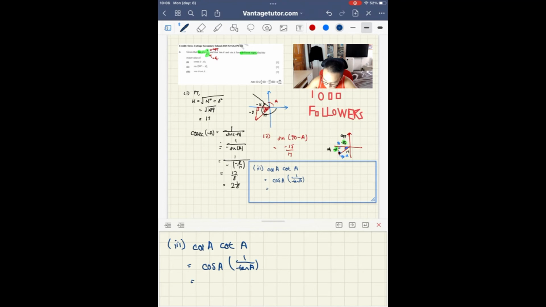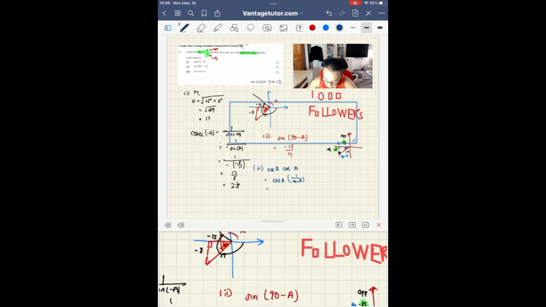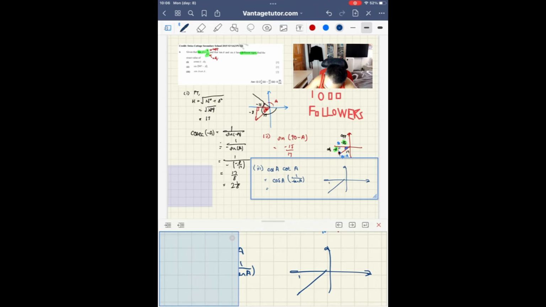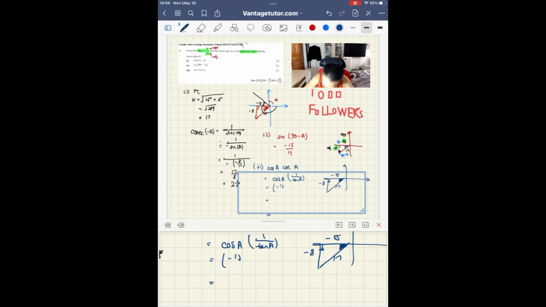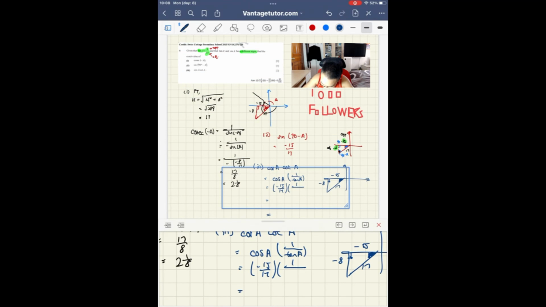So now I go back to my quadrant over here. Not this one, this one is a bit messed up already. Let's draw a new one again. Again, dimensions remain the same. Draw it like this, this right angle triangle, negative 15, negative 8, 17. So I know that my cosine is adjacent over hypotenuse, which is negative 15 over 17, times 1 over my tangent A, which I know from the question itself is 8 over 15. So I sub in 8 over 15.